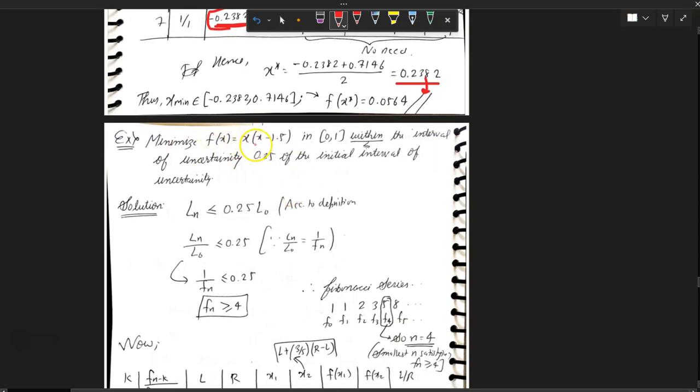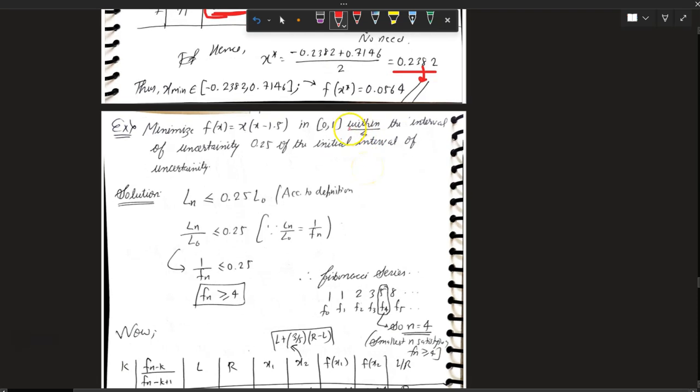Minimize fx is equals to x minus 1.5. In the same question it is, but it is written in some different form. As I told you to remember a relation over here, so that relation will be used here only. Okay, so let's see. It is given within the interval of uncertainty 0.25 of the initial interval of the uncertainty. Take the initial interval of uncertainty as ln, that is interval of uncertainty.